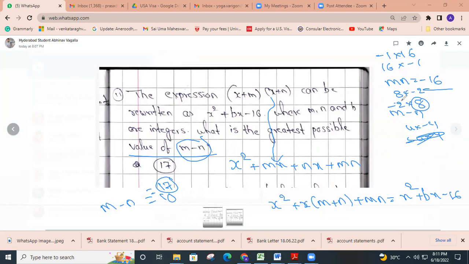There are only three possibilities. When I take 4 and minus 4, I get 8. When I take 8 and minus 2, I get 10. When I take 16 and minus 1, I get 17. So the greatest possible value of m minus n is 17, which should be the correct answer. That is how we solve this.